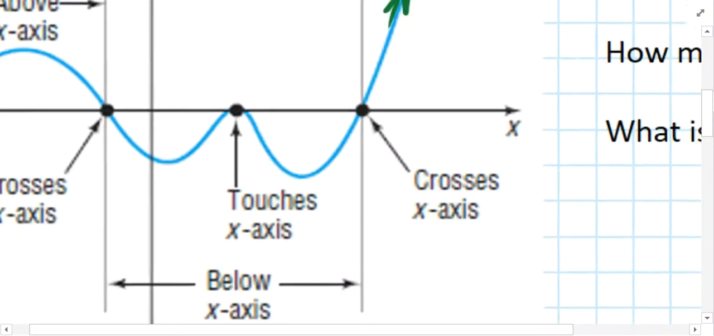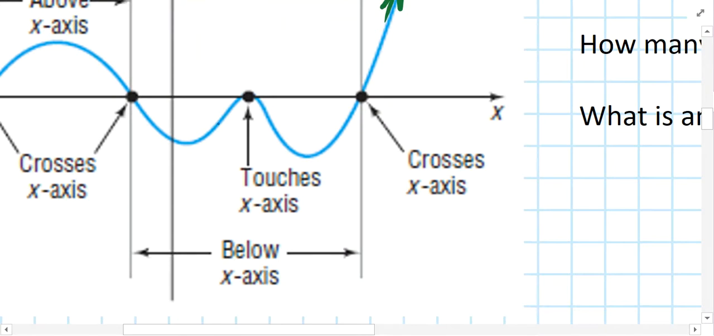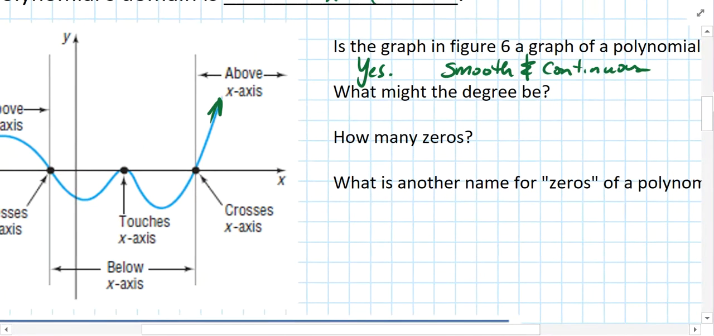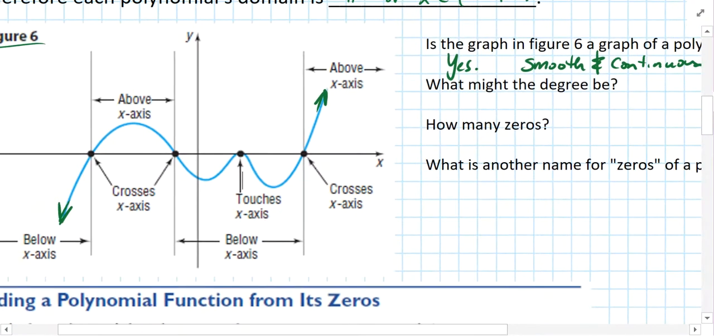This is kind of interesting right here, but we're not meeting at a corner and then turning away, but it's actually a smooth transition where we sort of bump into this x-axis and then curve back away. That's kind of a smooth transition. So yes, because it is smooth and continuous, I would argue this would be a picture of a polynomial.